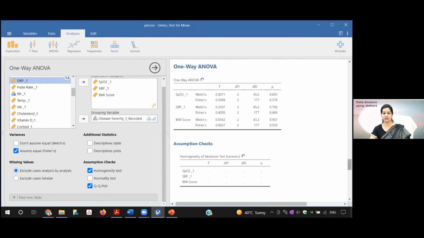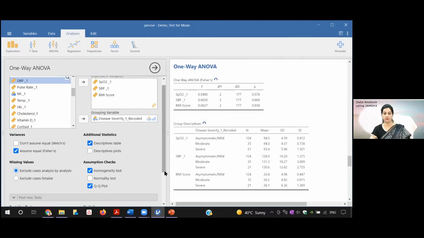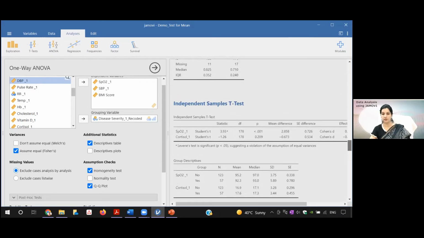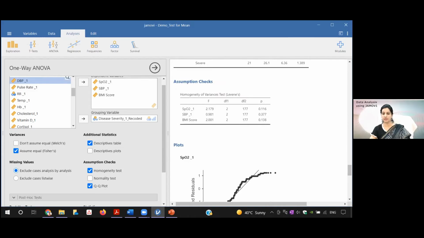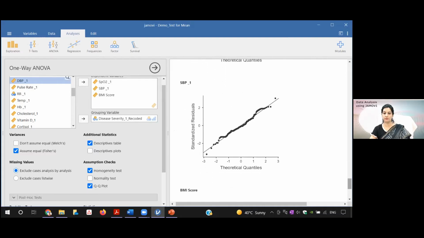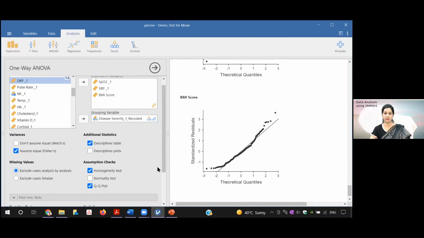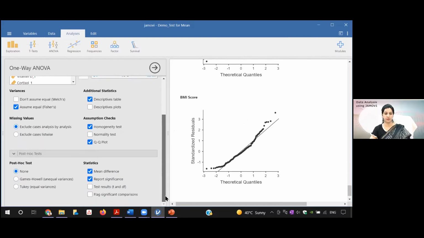And then you have to have a descriptive table. If you wish, you can have a descriptive plot. And then you have to come to this post hoc test. This homogeneity, I did not see that QQ plot. Let me see, yes, this was the QQ plot of SpO2 and this was the QQ plot of SBP and for BMI. So it is approximately normally distributed. So we can apply this and then you go to the post hoc test.